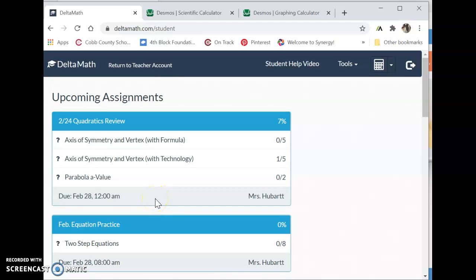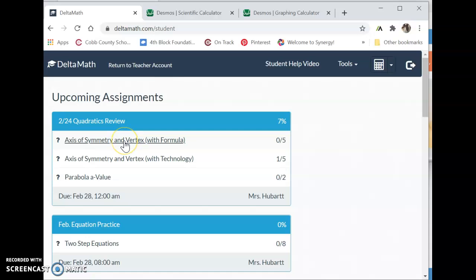Your work for this Wednesday at home is to log into Delta Math, and you will see two assignments. I've got a 2-2-4 quadratic review. This is your Wednesday assignment. You have 12 problems. If you will want to have open your Desmos scientific calculator for the first assignment.